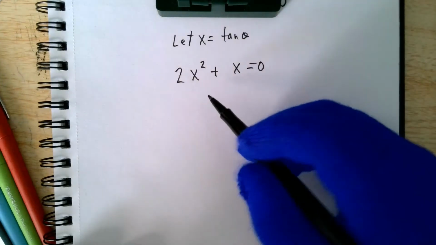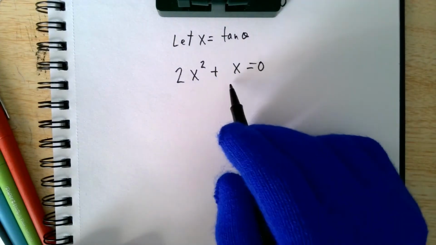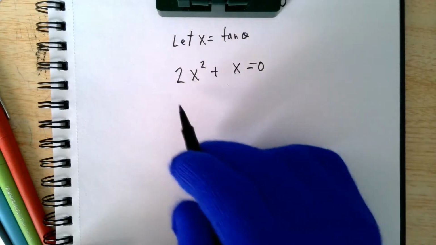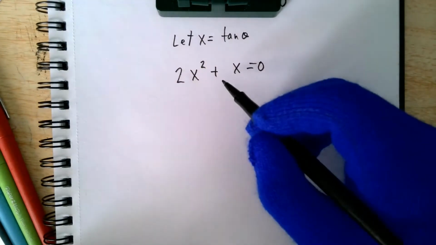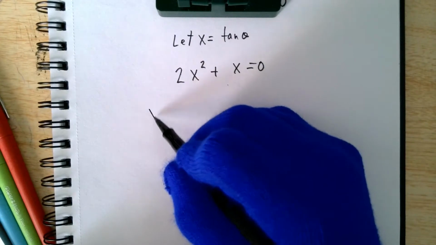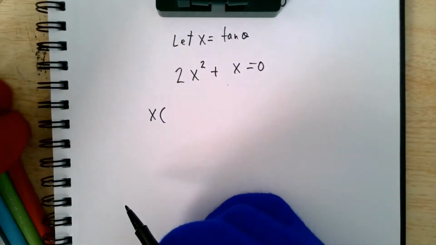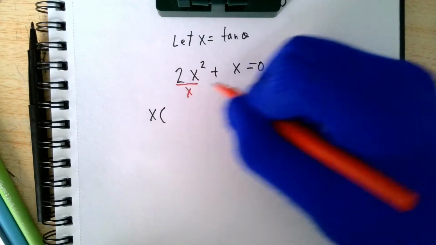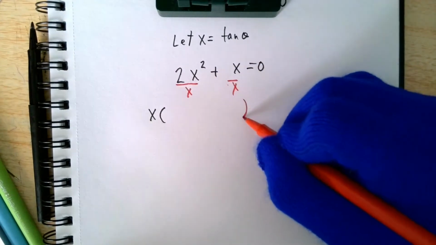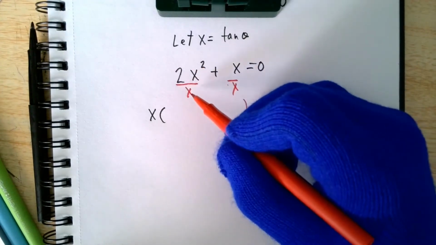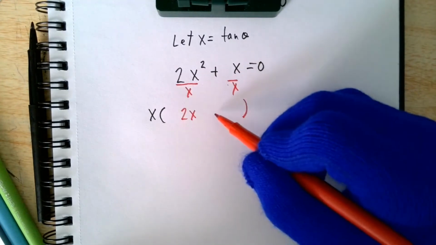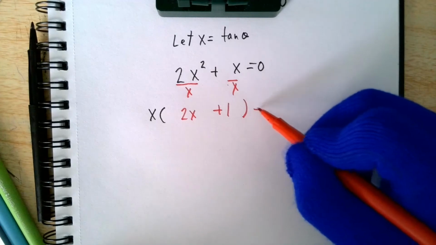All right, cool. So the first step in factoring is always what? Greatest common factor. You're right. So let me do that. I'm going to put my x on the outside, and I'm going to divide by x. 2x squared over x gives me 2x, and x over x gives me positive 1. Still equal to 0.